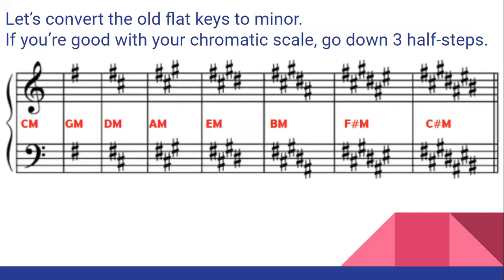Convert the old major keys to minor using the same 3 half-step rule. What is 3 half steps down from C major? Well, from C, a half step down is B, then B flat, then A. So A minor is the relative minor to C major. Using the same process, what is the relative minor to G major?